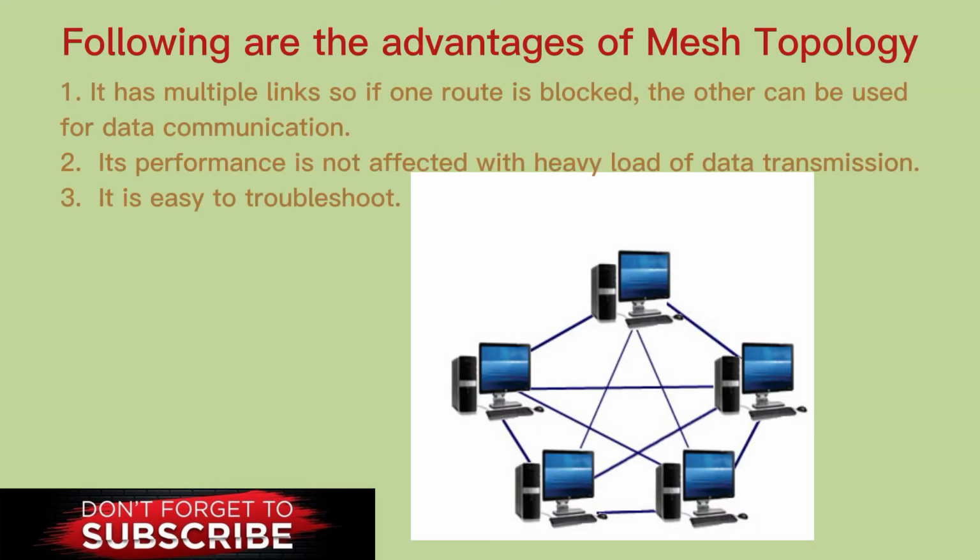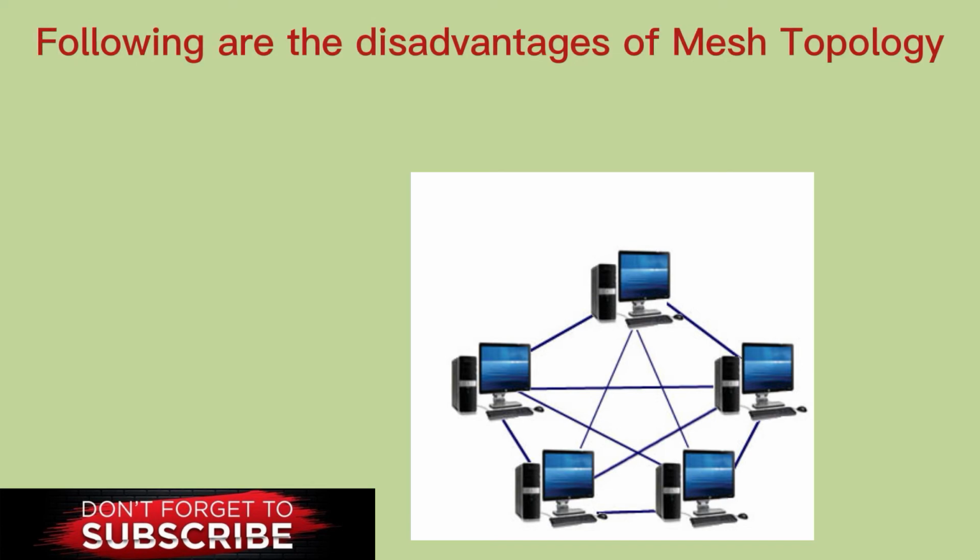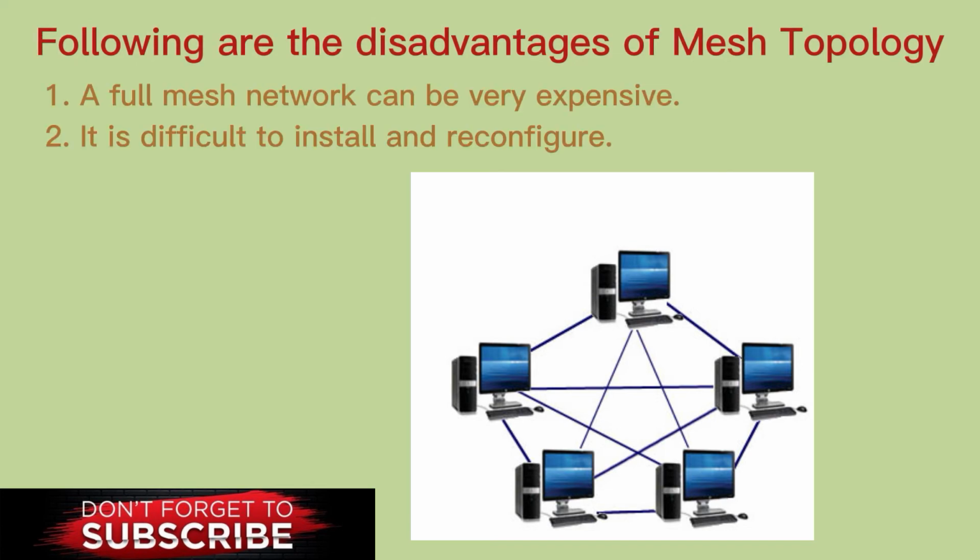Following are the advantages of mesh topology. 1. It has multiple links, so if one route is blocked, the other can be used for data communication. 2. Its performance is not affected with heavy load of data transmission. 3. It is easy to troubleshoot. Following are the disadvantages of mesh topology. 1. A full mesh network can be very expensive. 2. It is difficult to install and reconfigure.